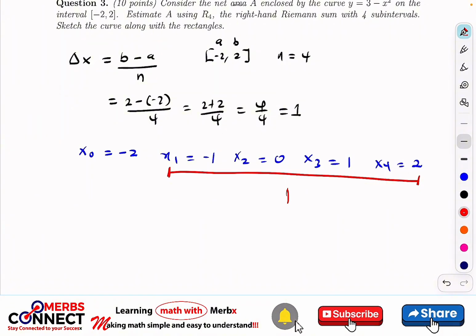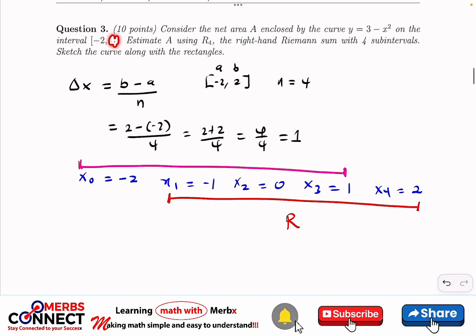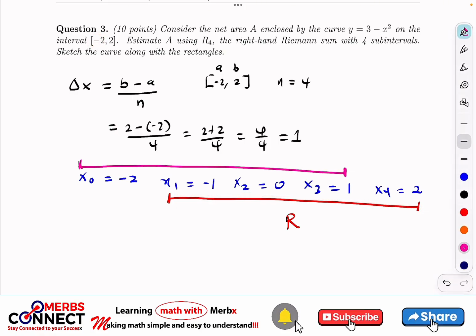Now, if we are going for the left, we will start from this up to this. So from the left, we don't add the last endpoint here. And if we are going to the right, we don't add the initial one here. So it's very simple to have it in mind. So now the question is saying that we should find for the right. So let's do that. When we finish, we will sketch it.